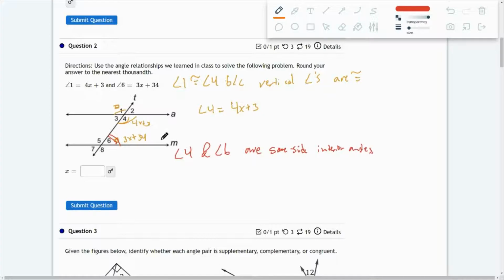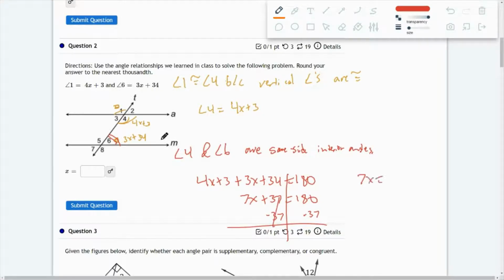Because of that, they're not congruent to each other. They add to 180. So to set it up, you just have to add both angles together: 4x plus 3 plus 3x plus 34, and set it equal to 180, and we solve for x. So I see like terms. 4x and 3x make 7x. 3 plus 34 equals 37, equals 180. And so we just keep going from there and solve for x.